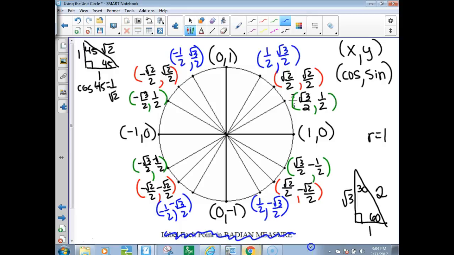Okay, there's yet another way to memorize this, in that if you know the pi over 6 or 30 degrees values, what happens with the values for the 60 or pi over 3?